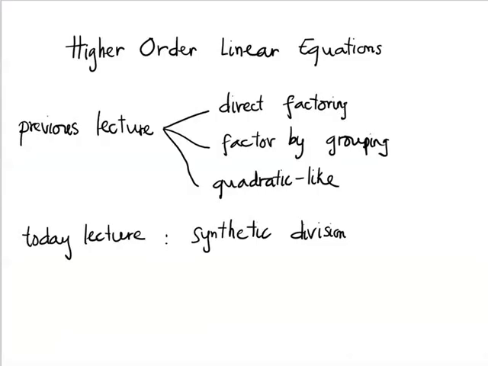Now recall that in the previous lecture, we learned how to solve the characteristic equation by using one of the three methods: direct factoring, factor by grouping, or using quadratic-like equations. Today, we will look at examples where synthetic division will be needed. So let's look at an example here.